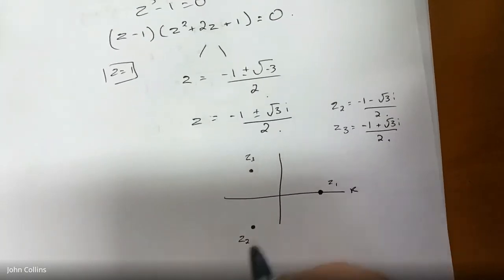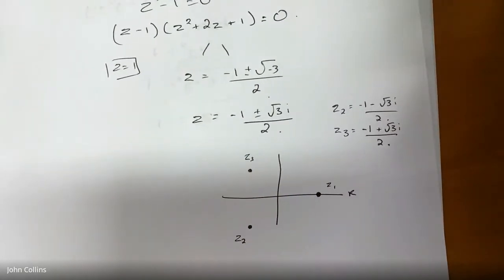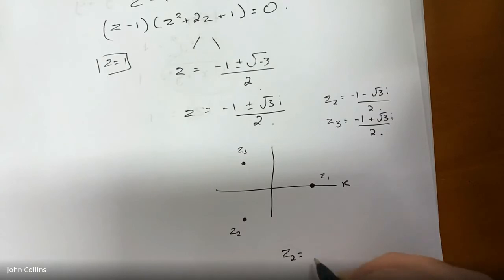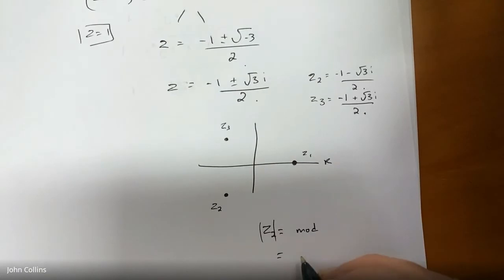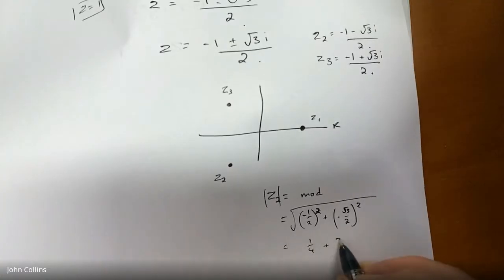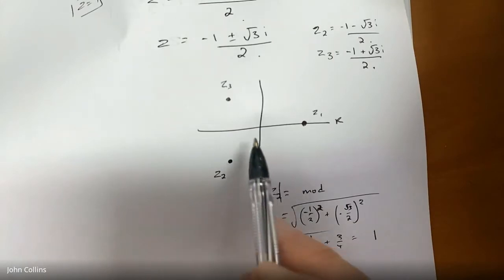We could also look at these in modulus-argument form, which starts to create that angle. Let's take just Z2 for example. The modulus of Z2 is going to be the square root of minus a half squared plus minus root 3 over 2 squared. So it's going to be 1/4 plus 3/4. That's just 1. So that does make sense that it would have the same modulus as this one.